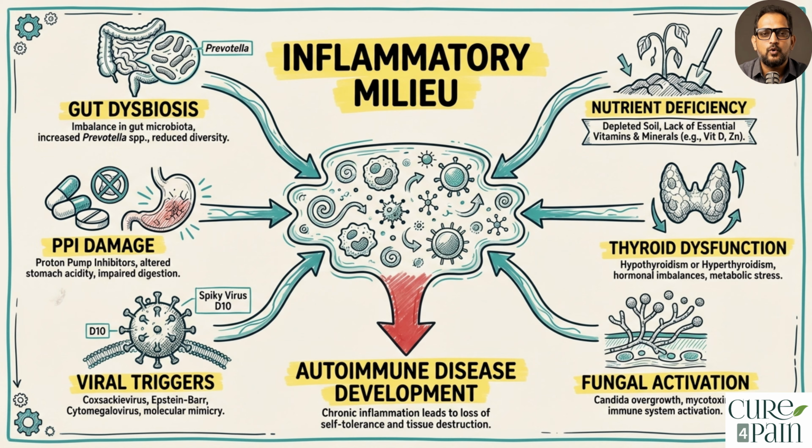Do you see how it all connects? Gut inflammation leads to immune activation. Immune activation leads to thyroid dysfunction. Thyroid dysfunction worsens immune regulation. Infections trigger molecular mimicry. Fungal colonization indicates and perpetuates immune dysfunction. Each piece feeds the others.